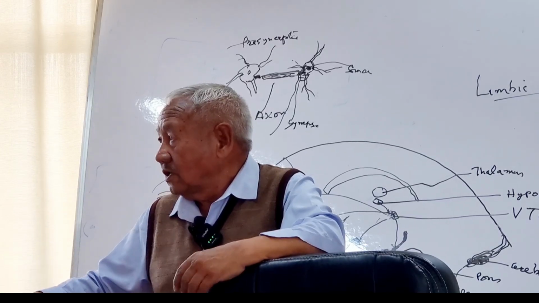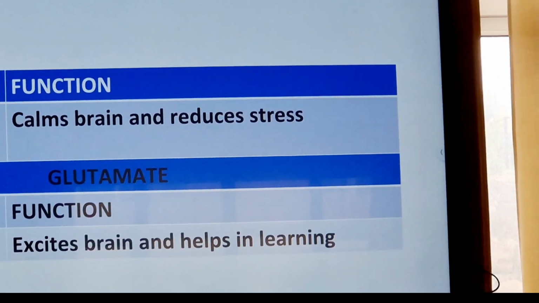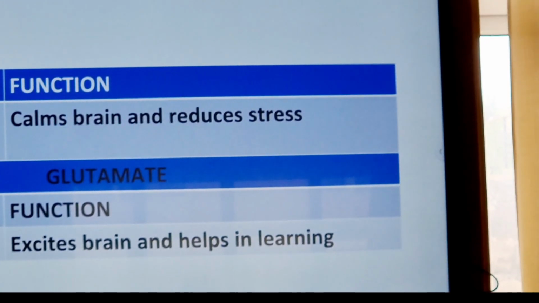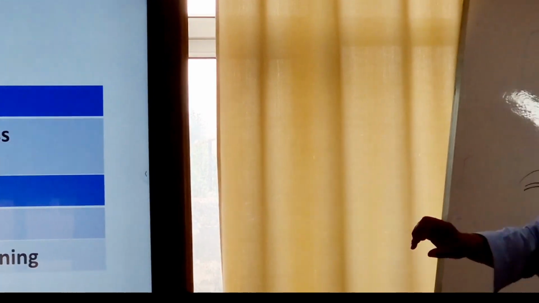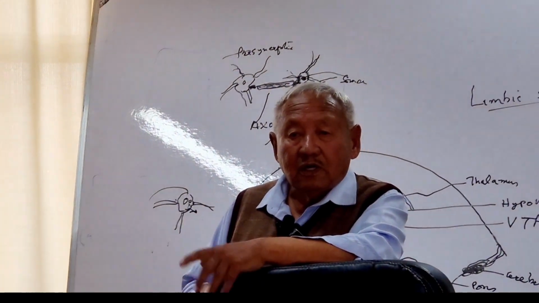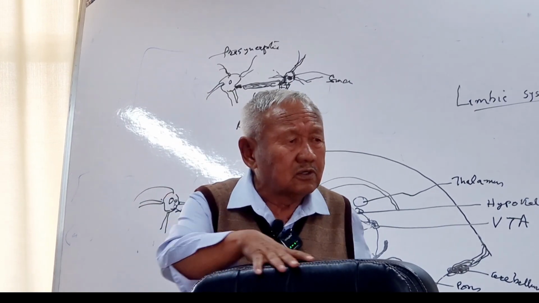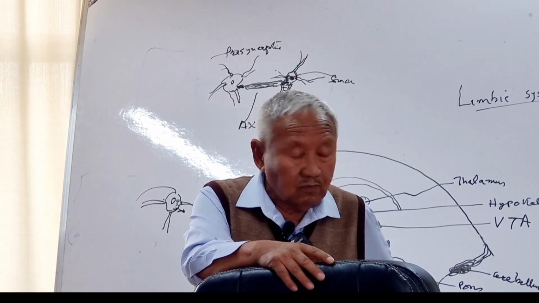GABA, gamma-aminobutyric acid, is an inhibitory neurotransmitter. It calms your brain and reduces stress. On the other hand, glutamate is another. It excites your brain and helps in learning. So these are the different types of neurotransmitter. But for today's topic, we are concerned with dopamine.